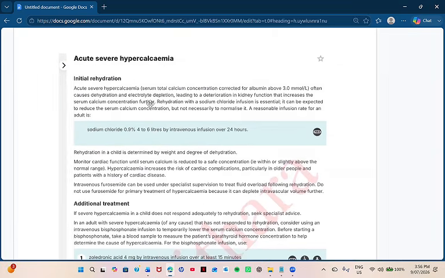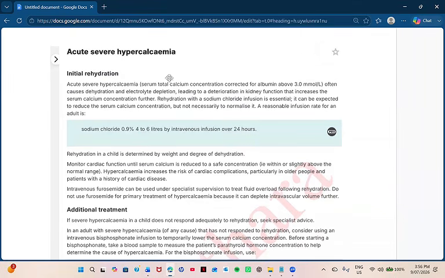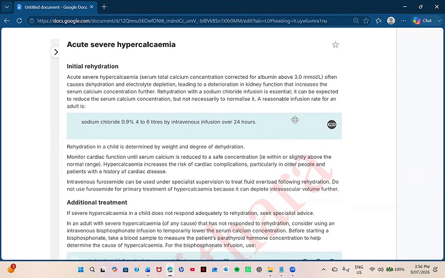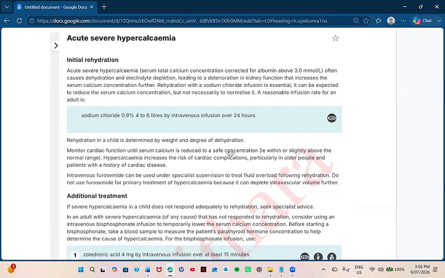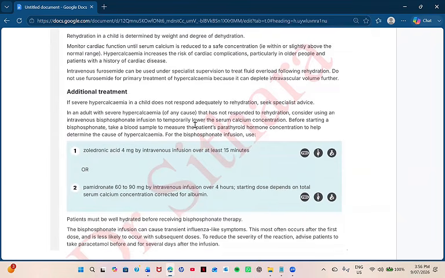The initial rehydration: in acute severe hypercalcemia, if it is more than 3, it often causes dehydration and electrolyte depletion, leading to deterioration in kidney function that increases the serum calcium concentration further. Rehydration with sodium chloride infusion is essential, right? Sodium chloride 0.9%, 4 to 6 liters by intravenous infusion over 24 hours, right? So very important. Other than that, what are the additional treatments?